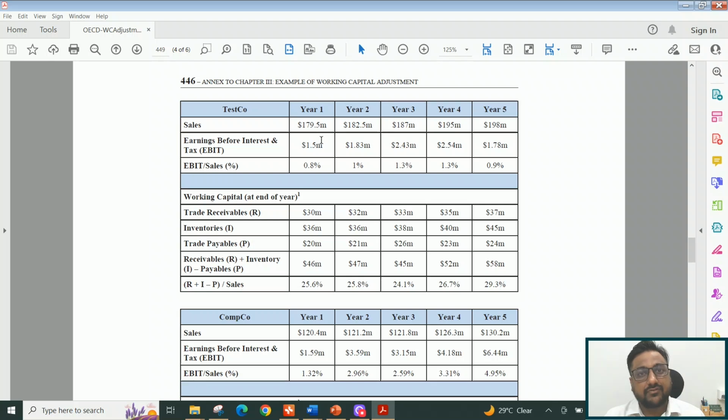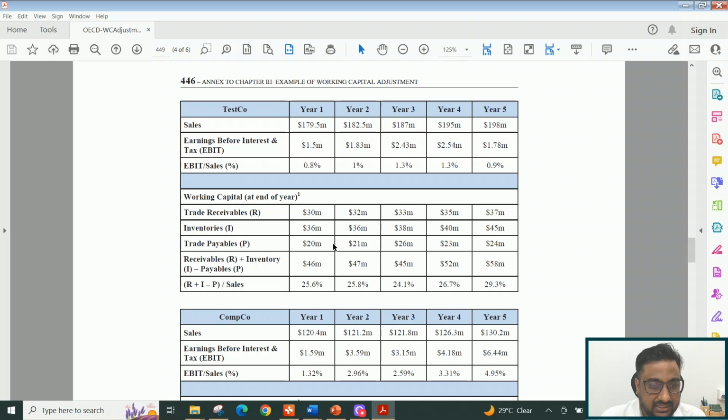So this is the data of the tested party, where they have taken data of 5 years. In our case it will be 3 years because India provides for 3 years analysis, right? So you have to take 3 years when you are dealing with the Indian tested party and the comparables, right? So here the tested party's margin is 0.8%.